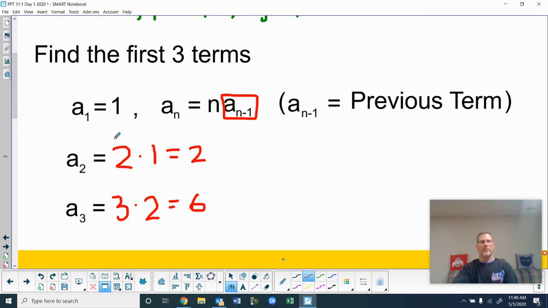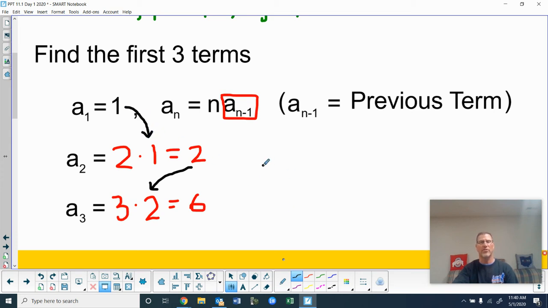Okay? So, again, n is whatever term you're looking for. Since we're looking for the second term, I put 2 in for the n. And this a sub n minus 1, that's the previous term. That was a 1, because the first term was 1, the one before that. To find the third term, n was 3, and I used the previous term, which was a 2. Okay, so the previous term goes right there. All right, we use the previous term right there.